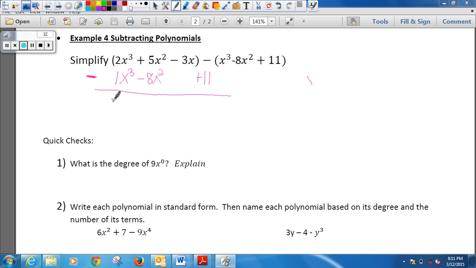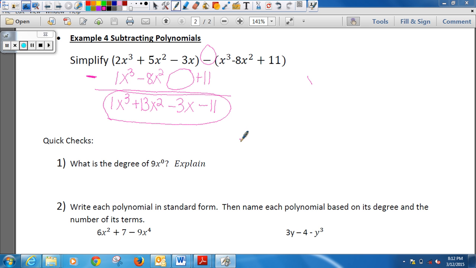2 minus 1 is 1x cubed, or just x cubed. 5 minus a negative 8, so positive 13x squared. Negative 3x minus, there's nothing here that has an x, so that's minus 0. So it stays the same as negative 3x. There's nothing up here, so 0 minus 11 is negative 11. So I caution you to be careful on your signs. This is in standard form now because it goes biggest exponent to smallest exponent. There's no more like terms, so you are done.